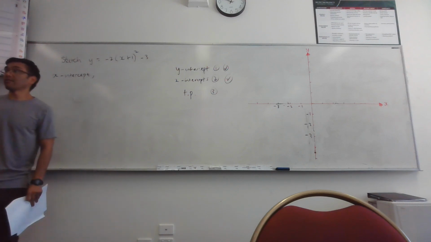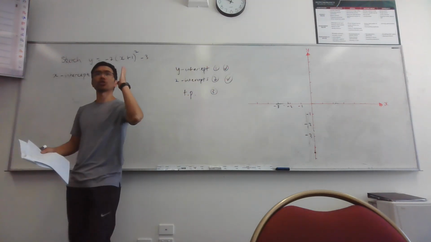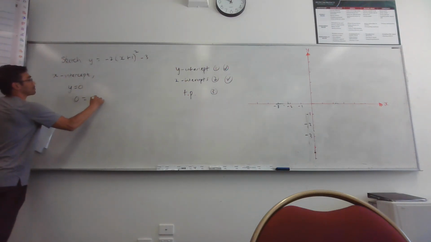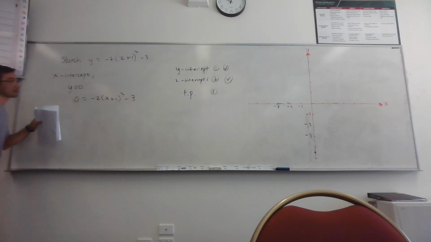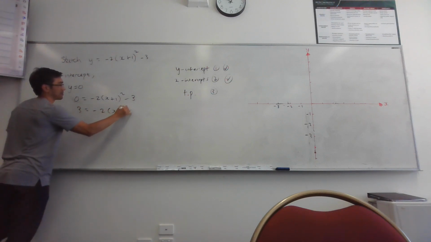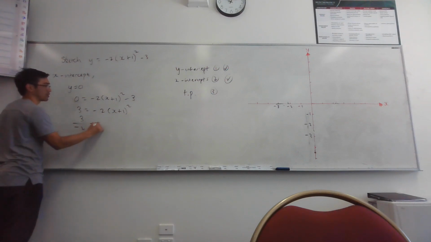Any graph, I said there's three things we have to keep doing: y-intercept, x-intercept, turning point. Let's tackle the x-intercepts. All right, y equals 0. Minus 2. Alright, so we can add 3. Okay, we're going to solve this together. Add 3. And then do you times it by -2 or divide by -2? Divide by -2.